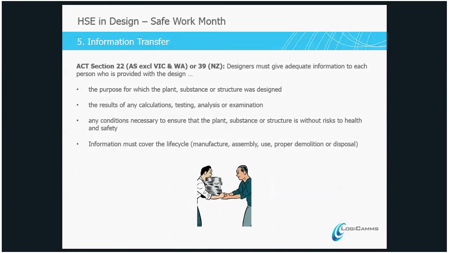Okay, the last one is information transfer. Part of the designer's requirements under the legislation is that designers must give adequate information to each person who is provided with the design, the purpose of which the plant, substance or structure is designed, the results of calculations, testing, analysis and examination. So notice it's the results. We do drawings, we do calculations, it's the outcome from those calculations onto drawings, those results that need to be transferred across to the client.